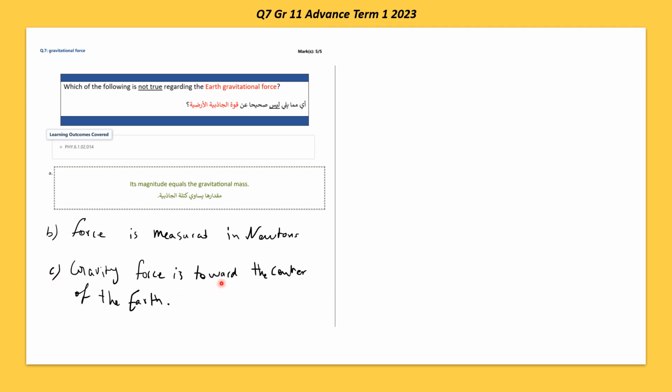The gravity force is toward the center of the earth. Yes, that's always the case. The gravity force is always toward the center of the earth. So B and C are correct, and they are not the answer in this case. Its magnitude is equal to the gravitational force. So here they're describing the force of gravity as equal to the mass, and that's wrong.